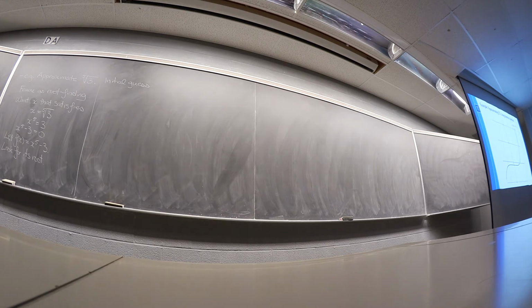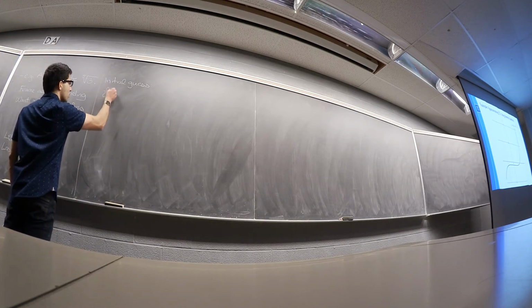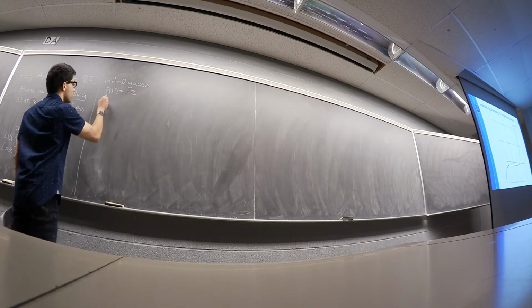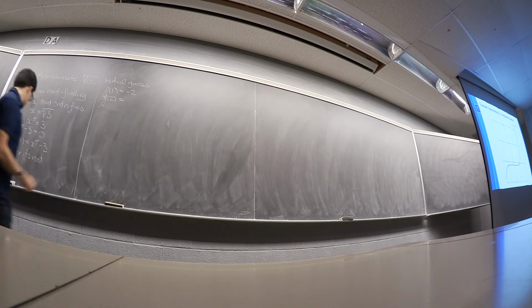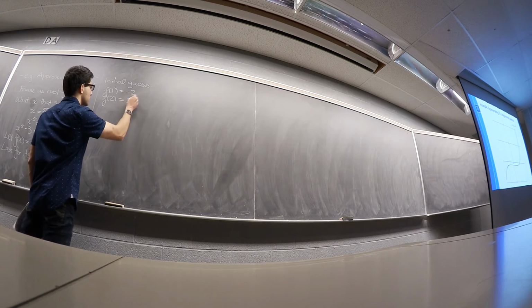You can just blindly guess and hope that takes you to the right place, or you can be slightly more intelligent. As we did for IVT and bisection, you could note this. F at 1 is equal to what? 1 to the 5 minus 3 is minus 2. F at 2 is equal to what? 2 to the 5 minus 3, 32 minus 3, 29.